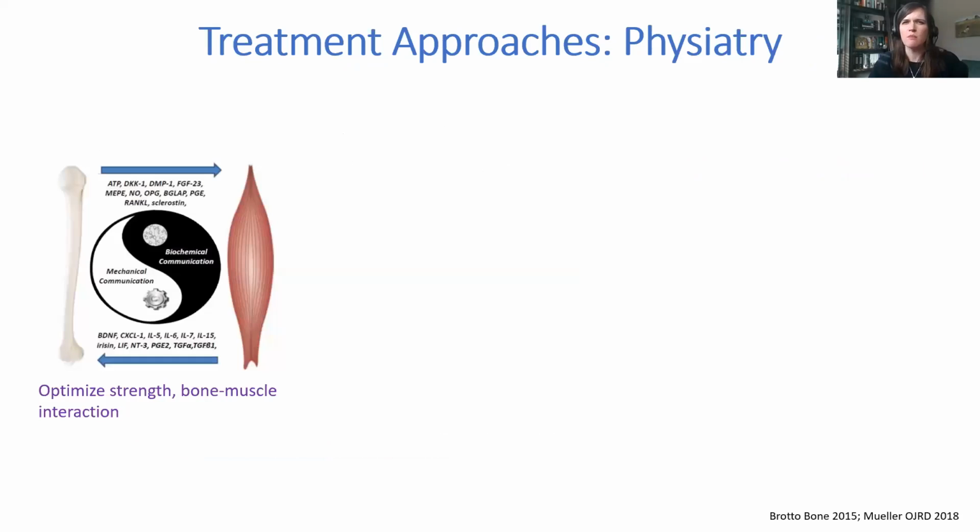So physiatry is an important and often underused specialty in rare bone disorders. Physiatrists are trained to evaluate muscle strength in different groups, and this is really relevant in skeletal disorders because there's intimate communication between the bone and muscles. They both communicate mechanically and biochemically. So optimizing muscle strength is a really important part of management in rare bone diseases.